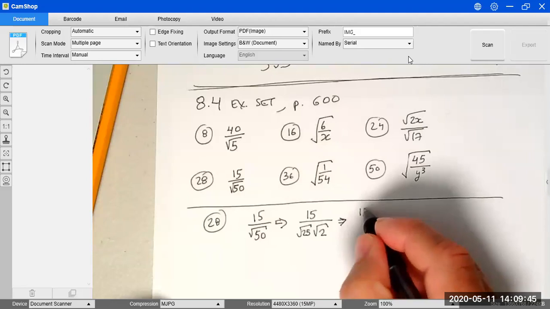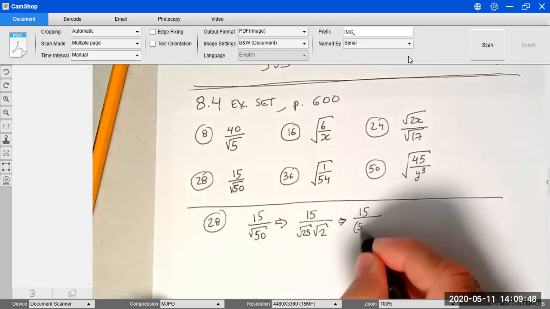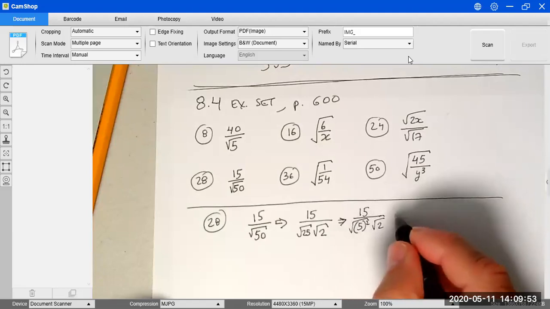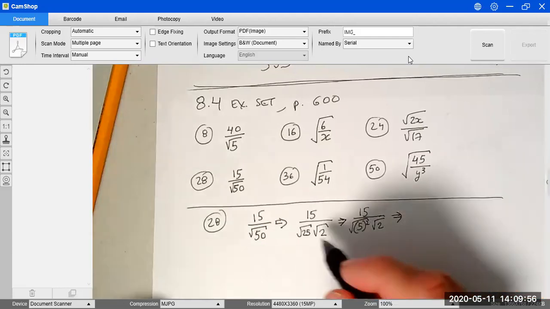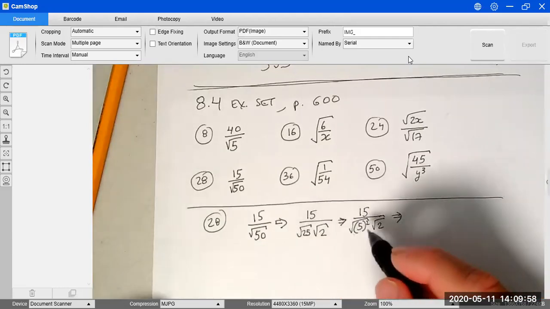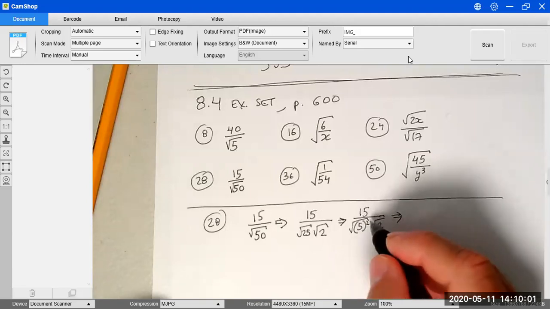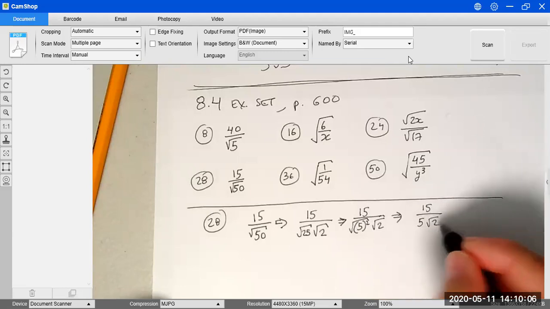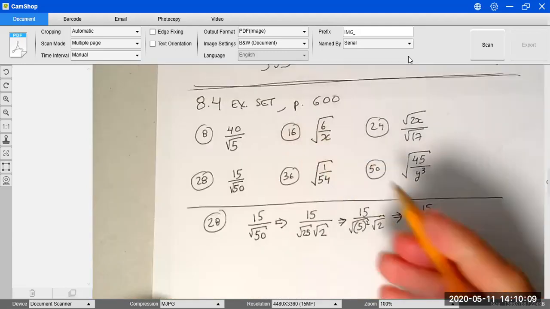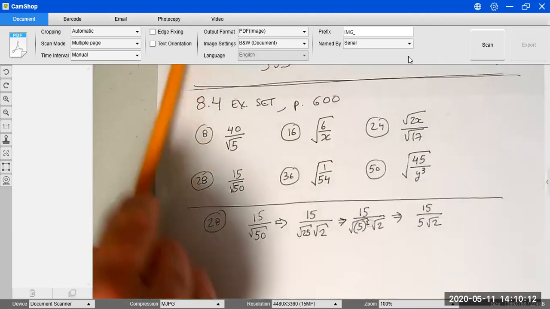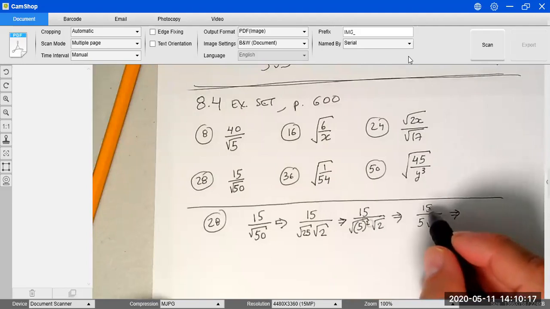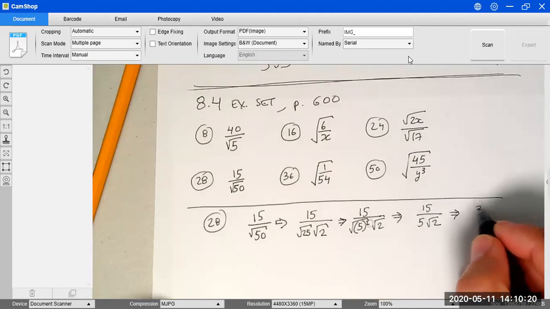So we're going to have 15 over, and 25 is 5 squared, and then times the square root of 2. So we finish this first part because we are simplifying here. We haven't rationalized yet, so we are just simplifying. So you're going to get 15 over 5 times the square root of 2, because we're going to cancel this exponent and this radical. And we can continue simplifying before rationalizing. You know that 15 over 5 is going to be 3 over the square root of 2.